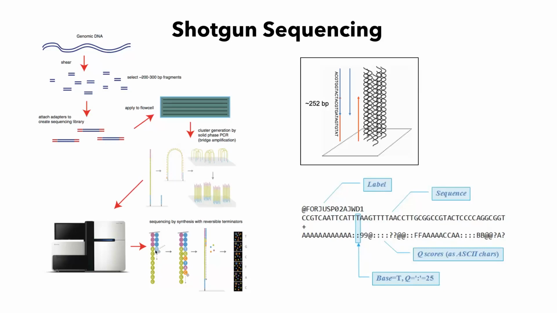The sequencer essentially detects letters based on colors, and those colors have a quality of signal. The clearer the color, the more reliable the signal. So you can see that the FASTQ file contains that information. It will contain the sequence that the sequencer read from the DNA, and then you also have a score associated with each one of those letters.